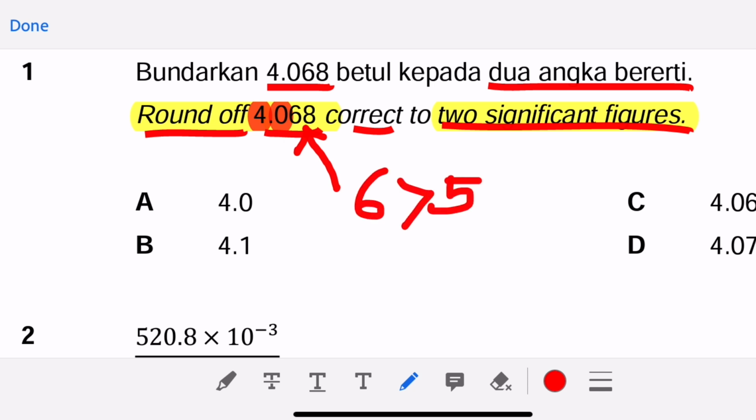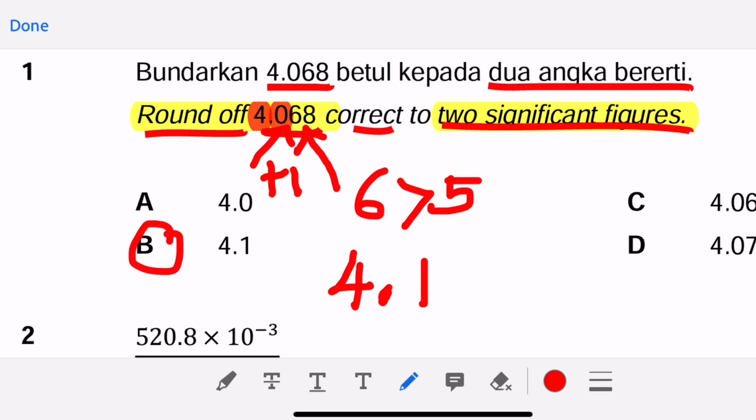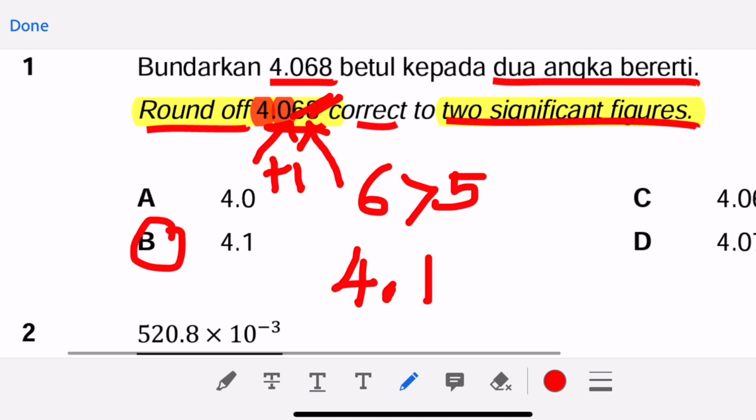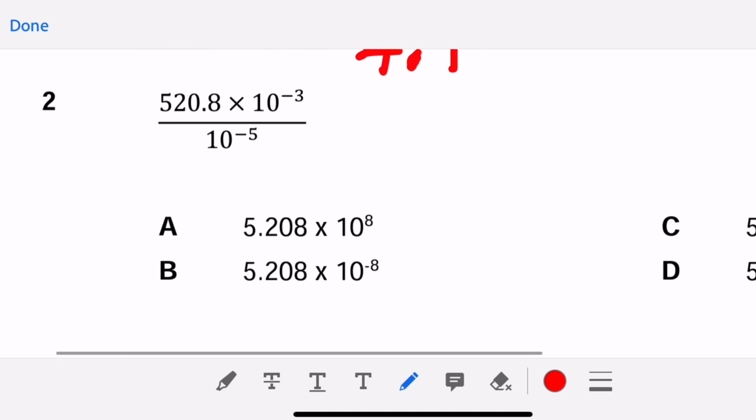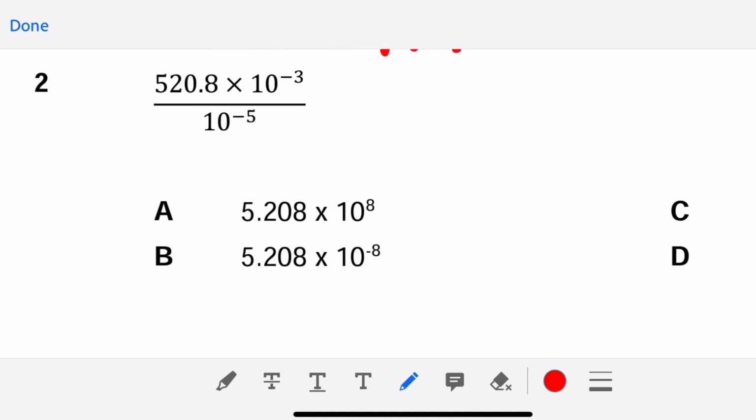That means you need to add 1 to the 0 here. So it becomes 4.1. So the answer is B, 4.1. The rest you just drop. We don't write it. 4.1 will do. So this is the answer for number 1, significant figures. Easy, right? When it's easy, you must be very careful.